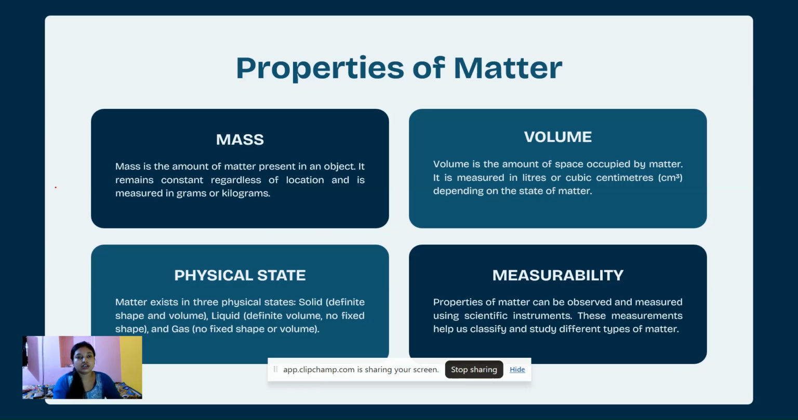The next thing is properties of matter: mass, volume, physical state and measurability. What is mass? Mass is the amount of matter present in an object. It remains constant regardless of location and is measured in grams and kilograms. Volume is the amount of space occupied by matter, and it is measured in liters and cubic centimeters.